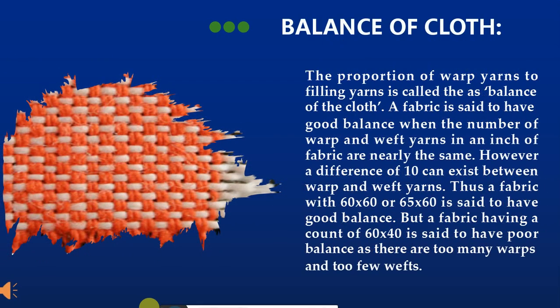The proportion of warp yarns to filling yarns is called the balance of the cloth. A fabric is said to have good balance when the number of warp and weft yarns in an inch of fabric are nearly the same. However, a difference of 10 can exist between warp and weft yarns. Thus, a fabric with 60 by 60 or 65 by 60 is said to have good balance. But a fabric having a count of 60 by 40 is said to have poor balance as there are too many warps and too few wefts.